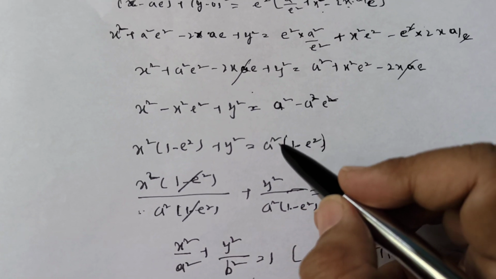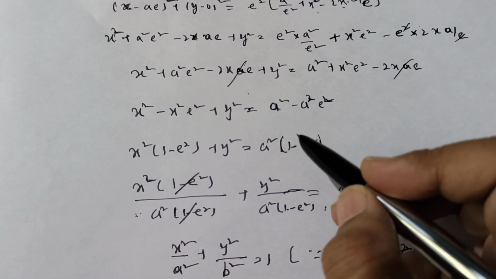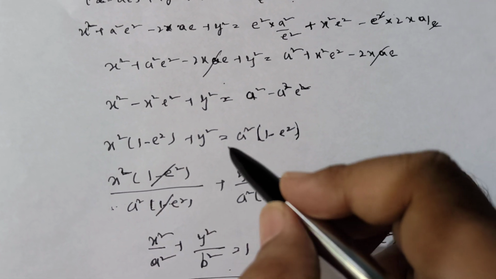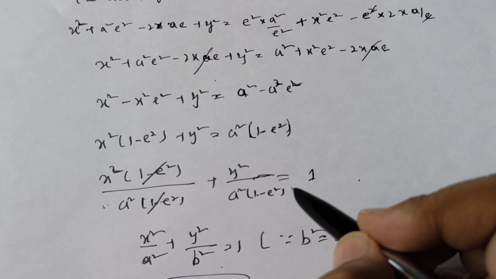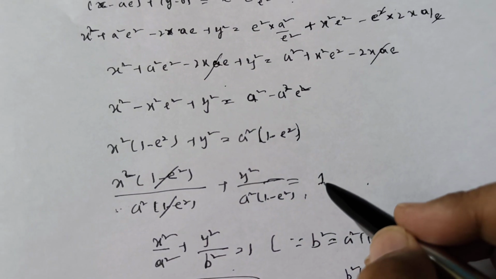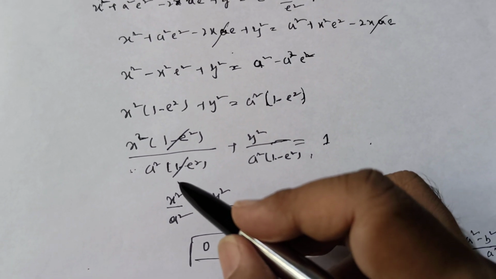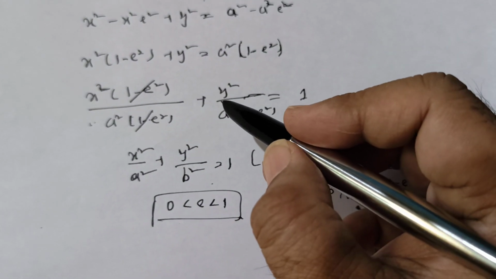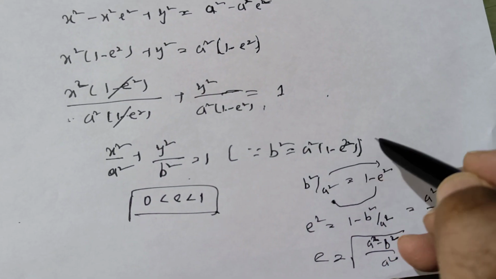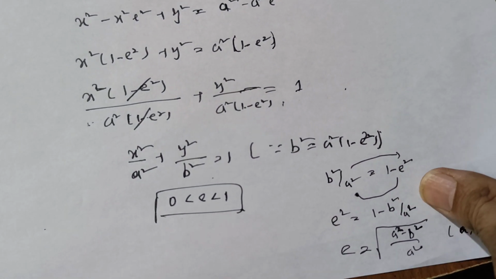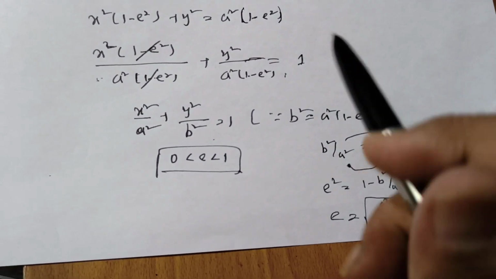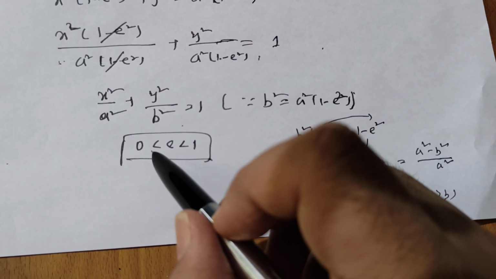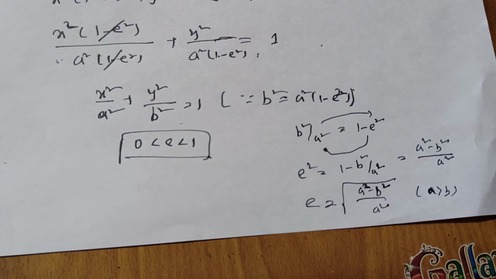Now to get the required format, you start dividing both sides with A square into 1 minus E square. So X square into 1 minus E square by A square into 1 minus E square, plus Y square by A square into 1 minus E square, divided with this, you are getting 1. So in the right structured way, X square by A square plus Y square by B square is equal to 1. That means B square will be assumed as A square into 1 minus E square, because while writing it will not be feasible, that's why you have mentioned this as B square is equal to A square into 1 minus E square. What does E stand for? E lies between 0 and 1.